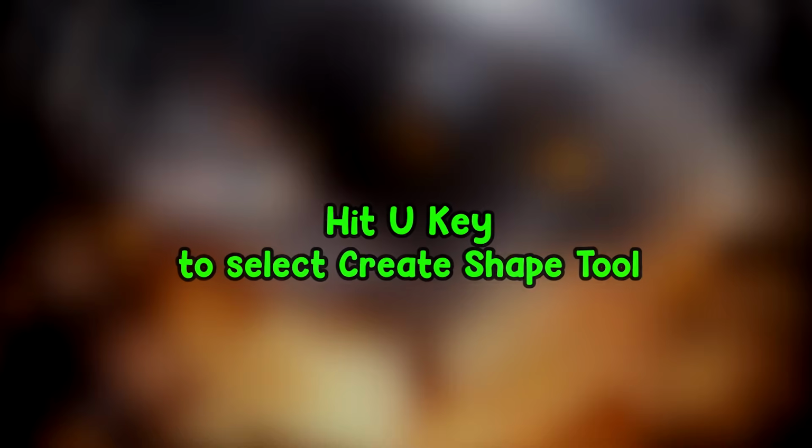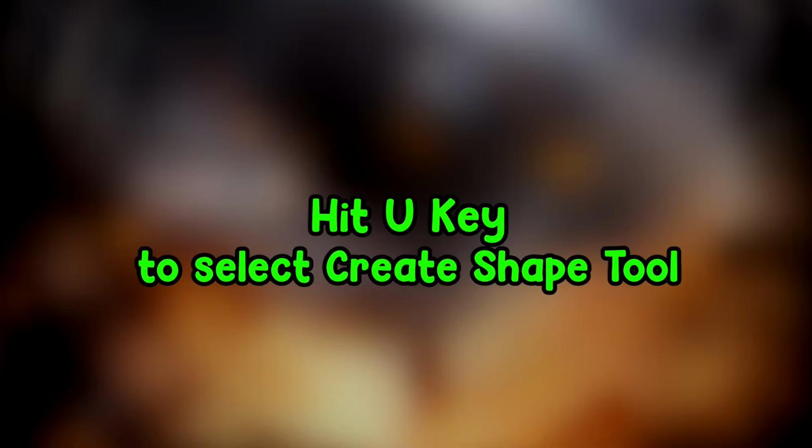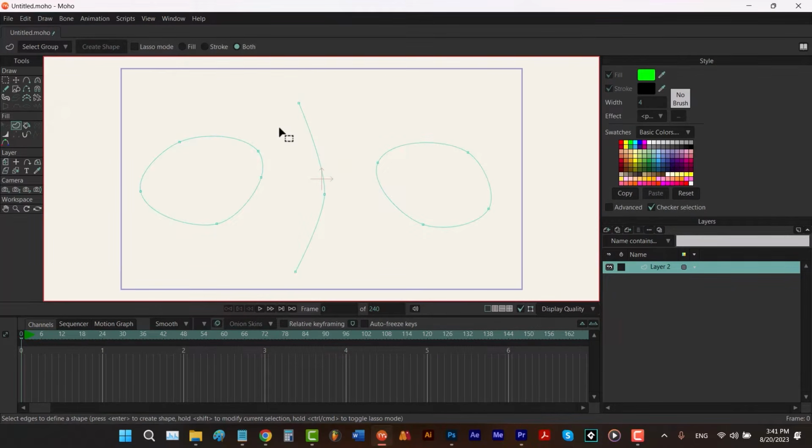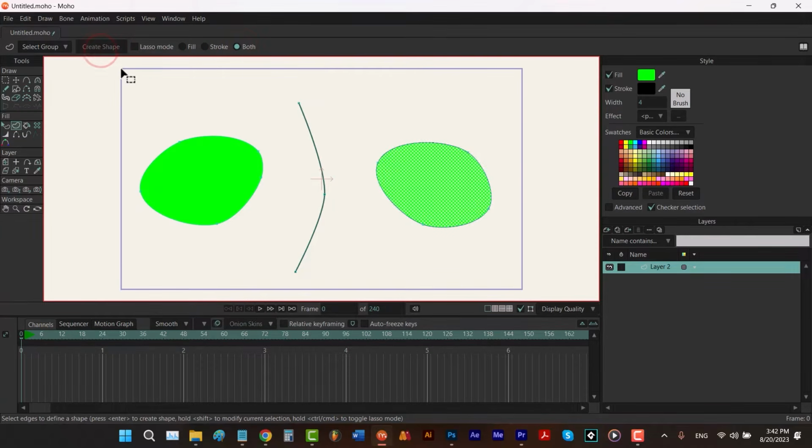By hitting U key, you can choose Create Shape tool. To use it, first you hold down the Control and select a closed path or a series of points, and then check Fill if you want to have fill, or Stroke if you want to have a stroke, or both if you want to create both, and then click on Create Shape.